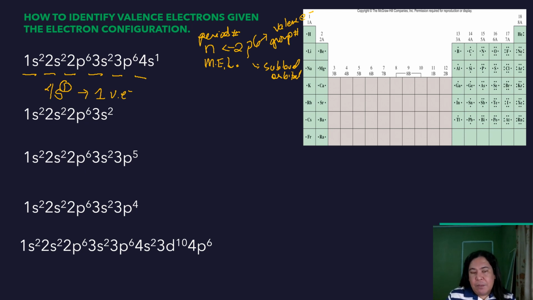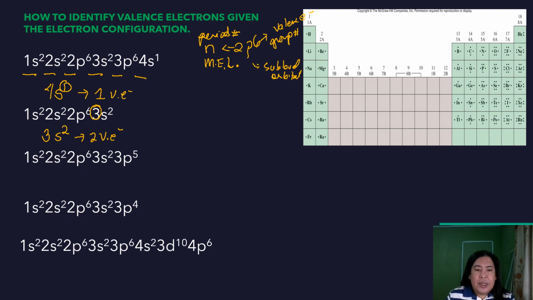In the second example, that is 1s2, 2s2, 2p6, and 3s2. So ang highest na is 3s2. So kung ano tabi na sublevel at ang exponent na is 2, the valence electron is equal to 2 also. Okay? 2 valence electrons.